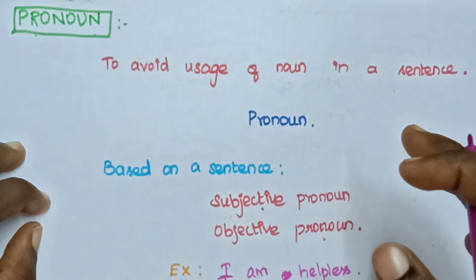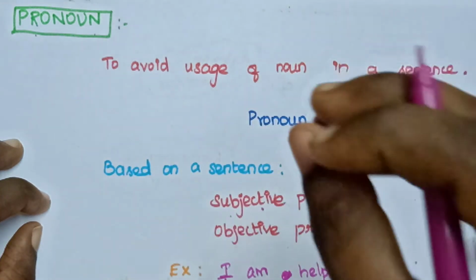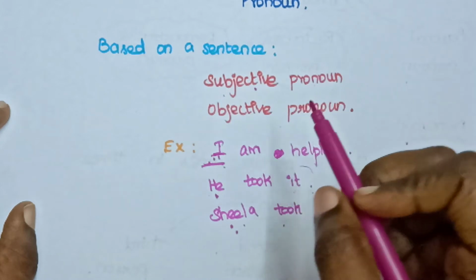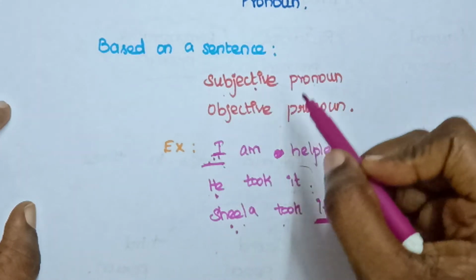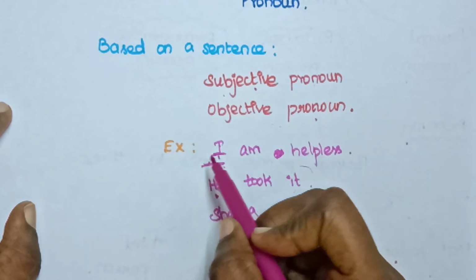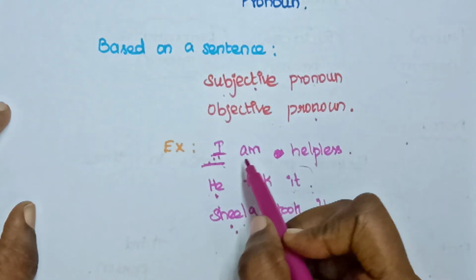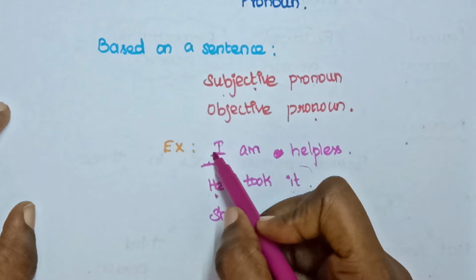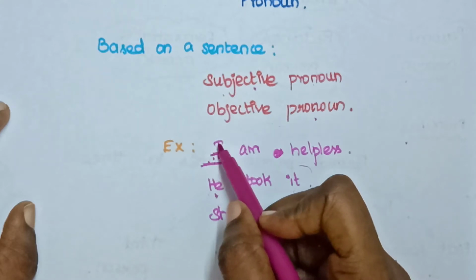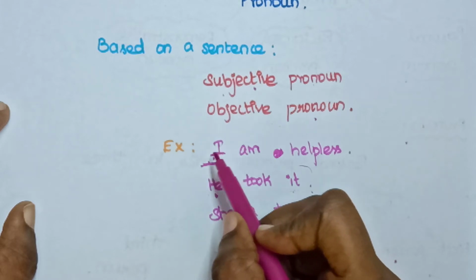There are many different kinds of pronouns, friends. Now we'll see only a few of them. See, the first classification is based on a sentence. Based on a sentence, it is classified into two. One is subjective pronoun and the other is objective pronoun. See, in this example, what is written here? I am helpless. In this, where is the pronoun? I is the pronoun. Here it is in the place of a subject. So in this type of sentence, this pronoun is called a subjective pronoun.